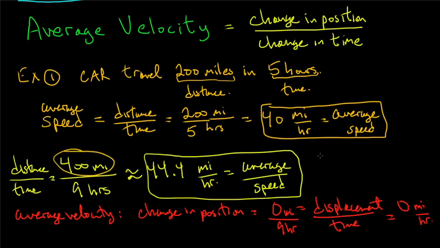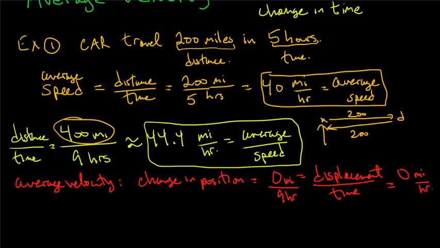But we traveled 200 miles, right? So we start here, we traveled 200 miles to our destination, and then we traveled 200 miles back. So a total distance of 400 miles. But our displacement was 0 because we ended at the same place we started. So there's a slight difference between distance and displacement, and that's the difference between speed and velocity. Distance will always be positive, and velocity could be positive or negative.